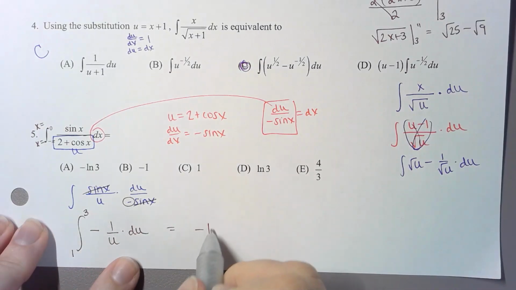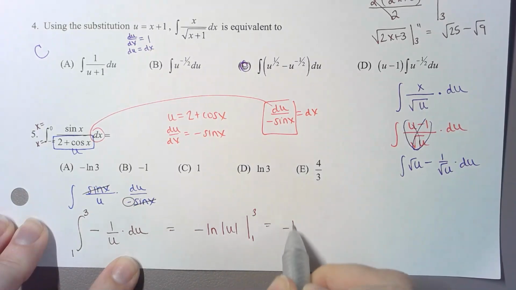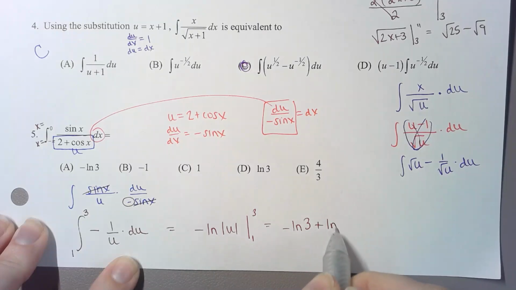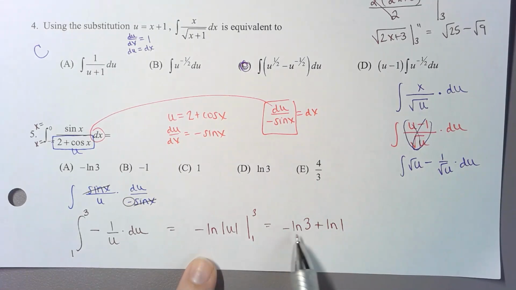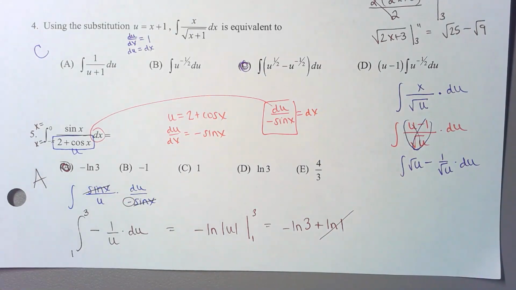The antiderivative is negative natural log of the absolute value of u from 1 to 3. So plug in the 3 to get negative natural log of 3 minus, and when I plugged in the 1, I had a negative natural log of 1, which is 0. And so that's where we get answer A from.